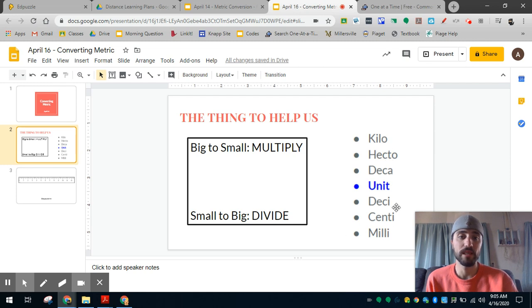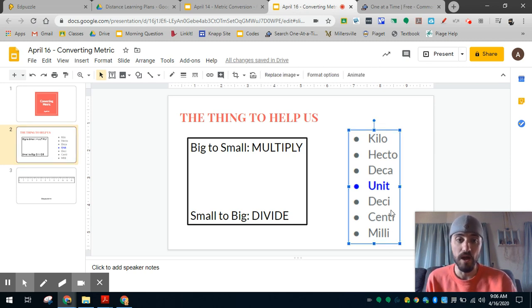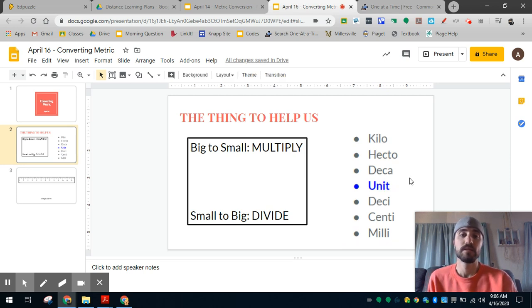Number one, we have our list of prefixes. Remember, this unit right here can either be a meter, a liter, or a gram. The way that they do their wording in the metric system is they add on these prefixes to either meter, liter, or gram. The biggest thing you can have is kilo, which means 1,000. And the smallest thing is milli, which means 1,000th of this unit, whether it's a meter, a liter, or a gram.